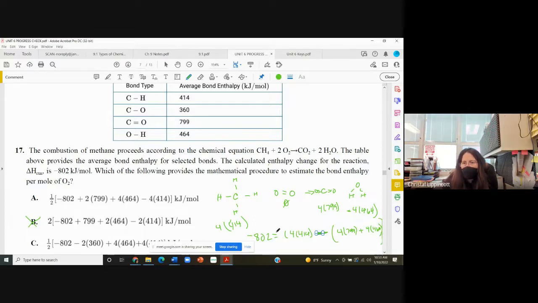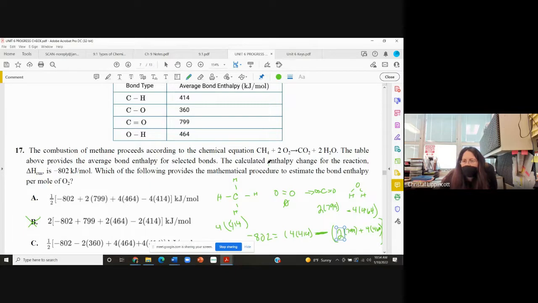Okay, now, if I bring this over, it's going to be positive. They brought it all to the other side. Is it 4 times 799 or 2 times 799? I think it's 2. Yeah, it's 2. All right, that makes sense now. I get it.